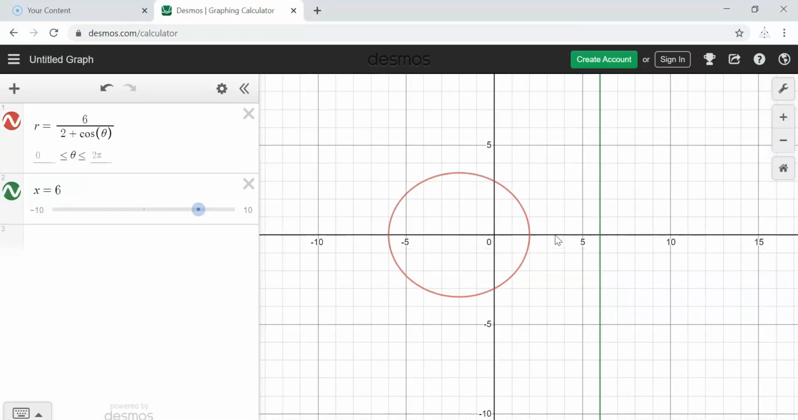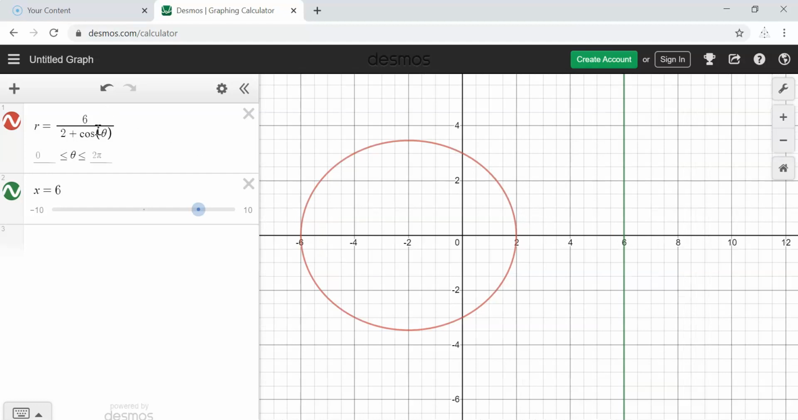So here that is. I've graphed the ellipse. By the way, I used the original form of the equation, 6 over 2 plus cosine theta. You can see that this is an ellipse. One of the foci, I should say, a focus, is at the pole, the origin there. And if you're looking for the directrix, it is out here at x equals 6. Again, we didn't talk earlier about the directrix of an ellipse, but there is such a thing. So there we go.